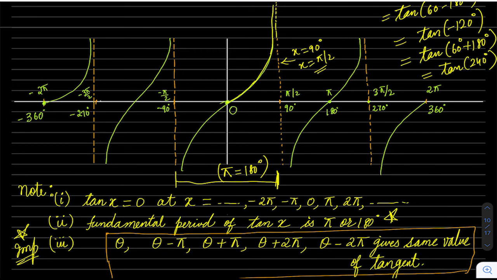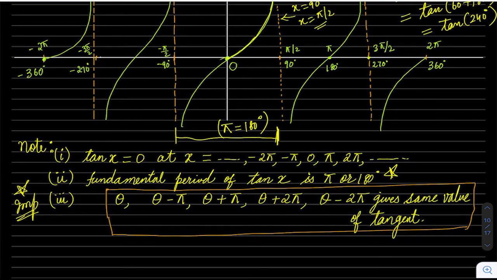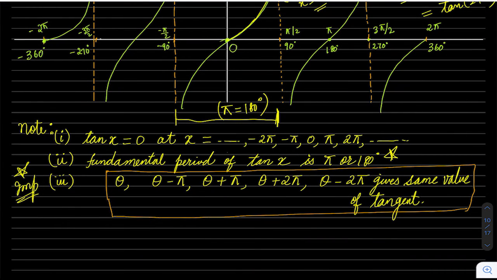Next thing is tan x is 0. This is very easy to remember because tan x is sin x by cos x. So when sin x is 0, tan x is 0. Sin x is 0 at 0, pi, 2 pi, so remember integral multiples of pi. We wrote this integral multiple of pi, so same here. Even this is very logical now. If theta is there, you can add pi or subtract pi, it doesn't matter. You can keep on adding pi and keep on subtracting pi to any value, and it will give you the same tangent value.